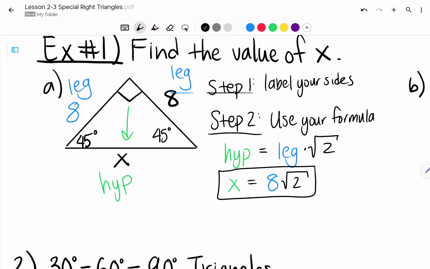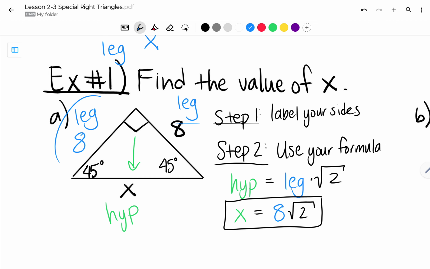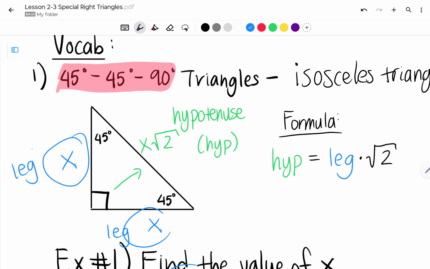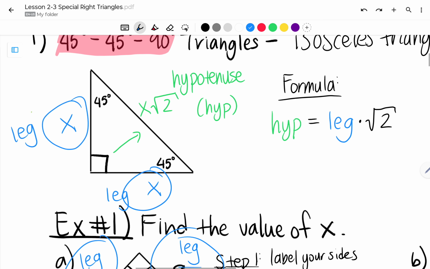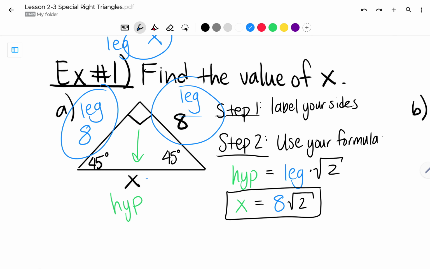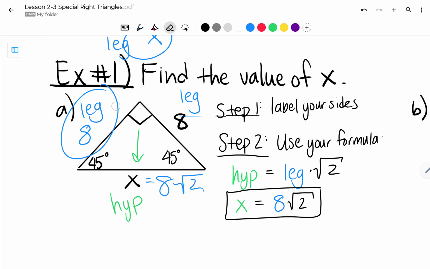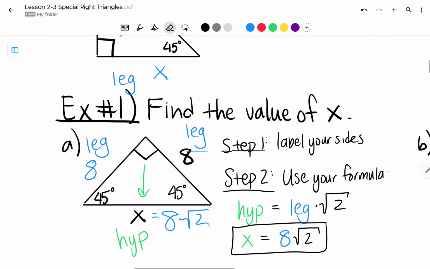You could have answered this without using the formula. If you look at this problem here, the leg is 8, right? And we said in our definition, whatever the leg is, the hypotenuse is always going to be that leg times square root 2. So if the leg is 8, the hypotenuse has to be 8 square root 2, right? It just makes sense, okay? But I would recommend always using your formula because sometimes it's not as straightforward as that, okay? So let me just erase some of these marks. Okay, let's keep going.